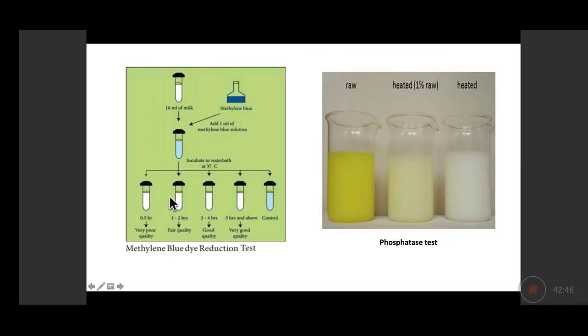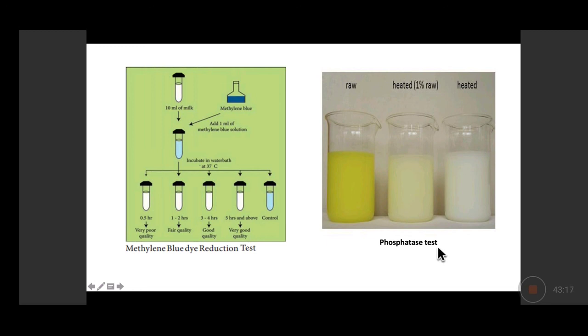So this is the methylene blue test. Here you can see we added methylene blue. This is the positive control, which is blue in color. After incubation, if within half an hour the milk is getting decolorized, it means methylene blue reduction is taking place, so the milk is of poor quality. Likewise, this is also the grading that has been given. If it is taking more than 5 hours, then it means it is very good quality milk.